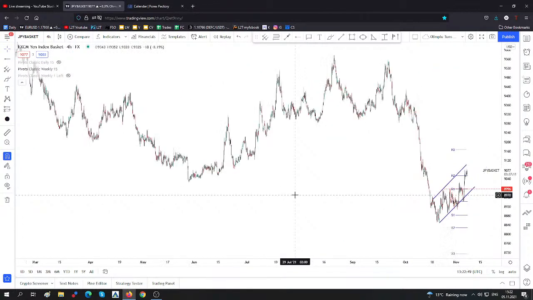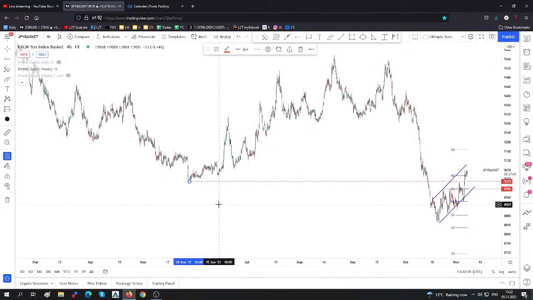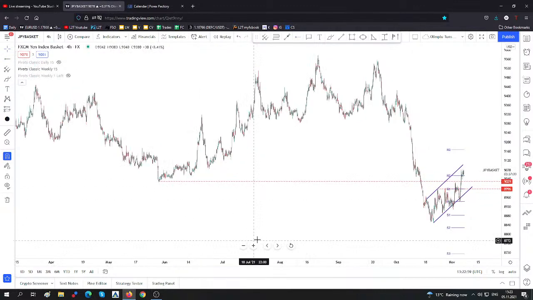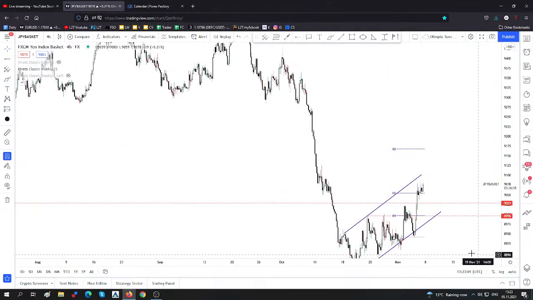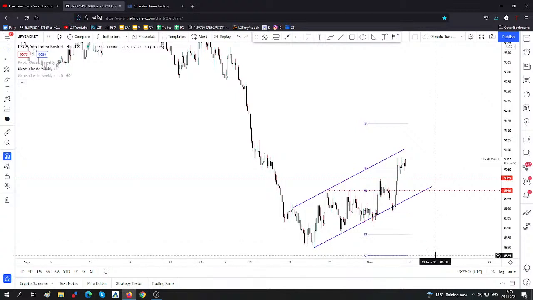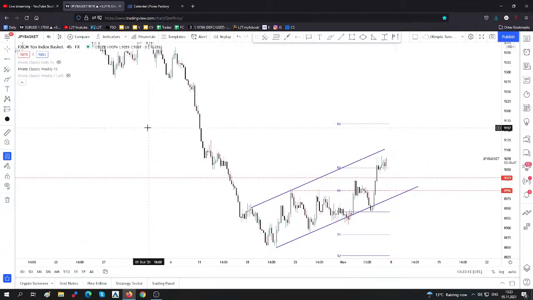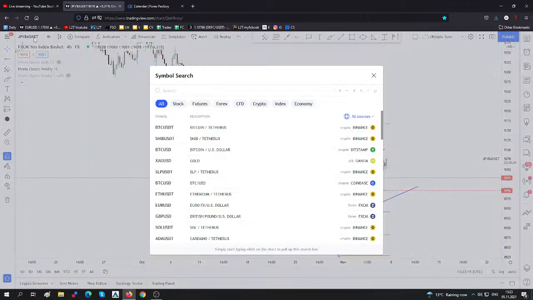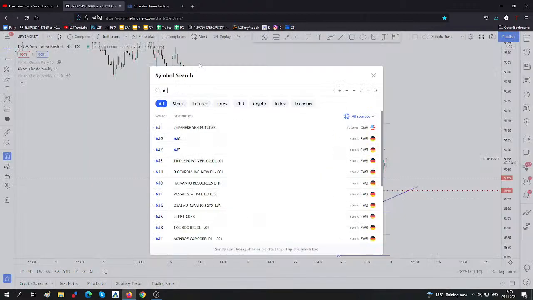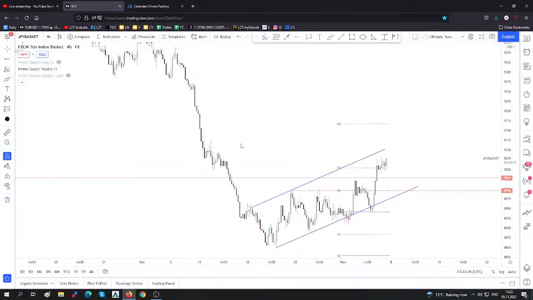That's why the euro versus the Japanese yen, it's bearish right now. Also, it has registered an aggressive breakout above 9,029. So in the short term, the bias is bullish here, and potential further growth could force the yen to appreciate. 6J, let's take a look also on Japanese yen futures.